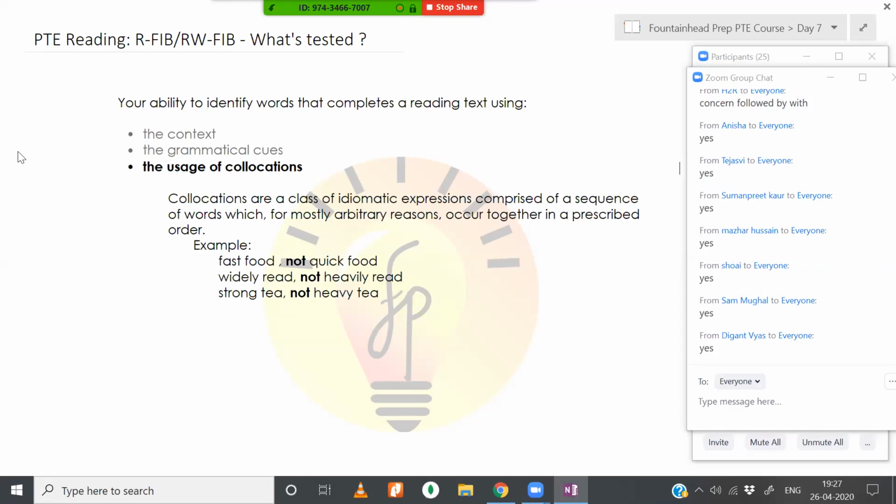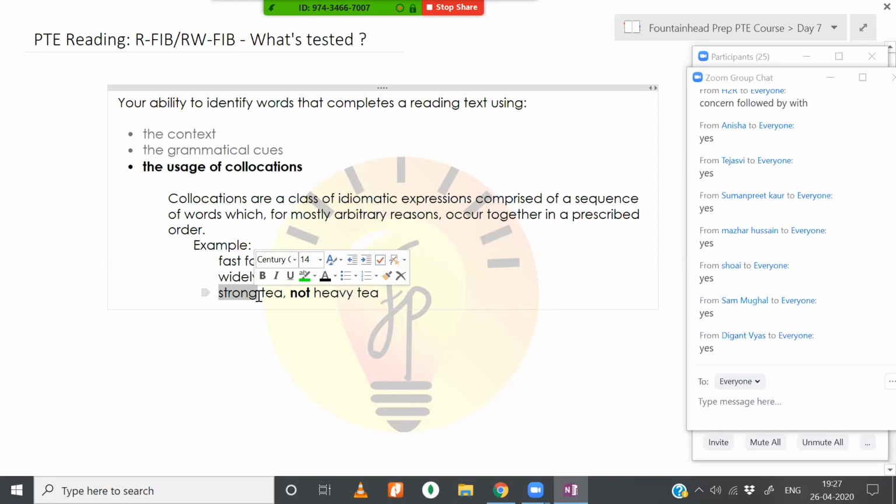You often say fast food. You don't say quick food. You say widely read, not heavily read. Strong tea, not heavy tea. All right, so all these are collocations: fast food, widely read, strong tea, and there are many examples.